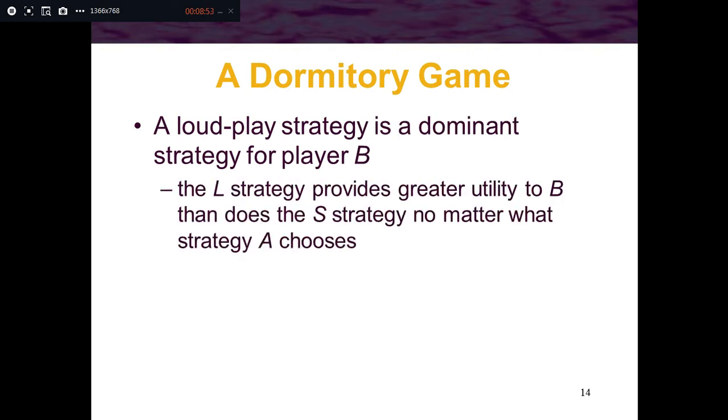A loud play strategy is a dominant strategy for player B. So the loud strategy provides greater utility to B, as you know from before. Does this strategy hold no matter what strategy A chooses? The loud strategy provides greater utility to B than this strategy.